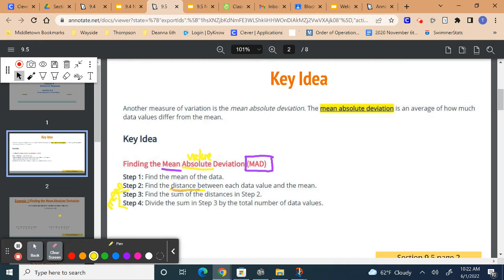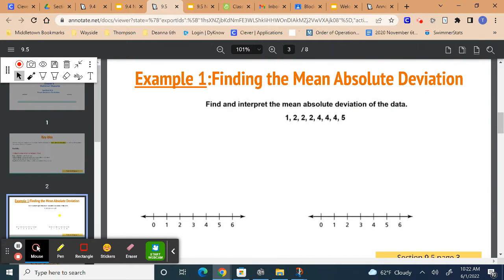We're going to do example 1. It says find and interpret the mean absolute deviation of the data. What was nice is that they have it in order. However, for the mean, we don't really have to have it in order. So we're going to find the mean.